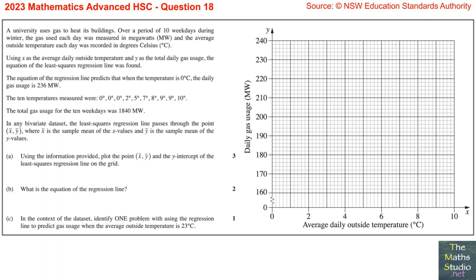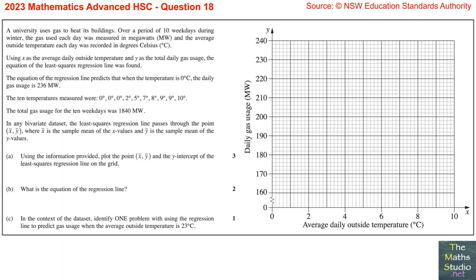The equation of the regression line predicts that when the temperature is 0 degrees Celsius, the daily gas usage is 236 megawatts. The 10 temperatures measured were 0 degrees, 0 degrees, 0 degrees, 2 degrees, 5 degrees, 7 degrees, 8 degrees, 9 degrees, 9 degrees and 10 degrees. The total gas usage for the 10 weekdays was 1,840 megawatts.